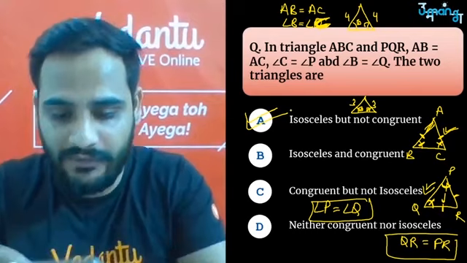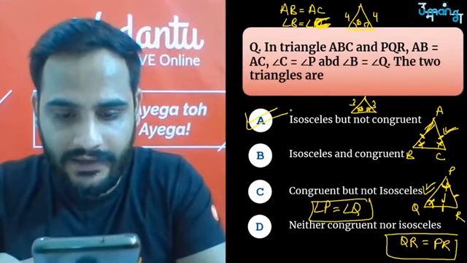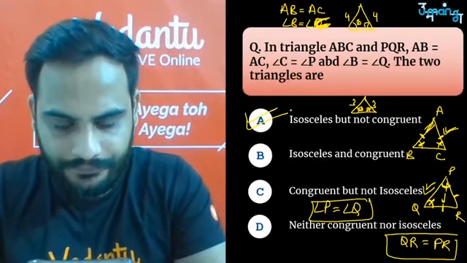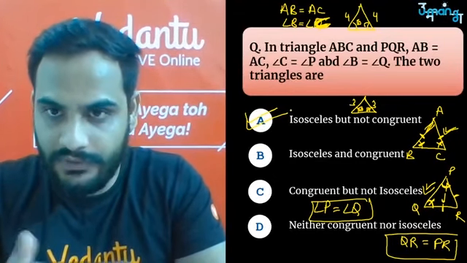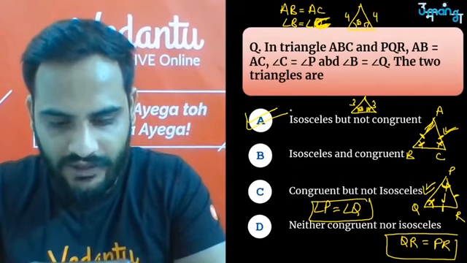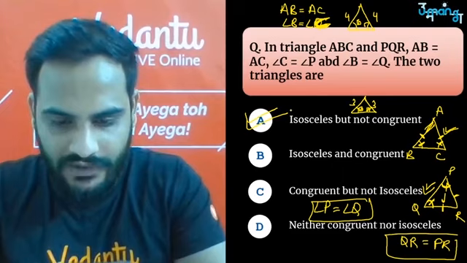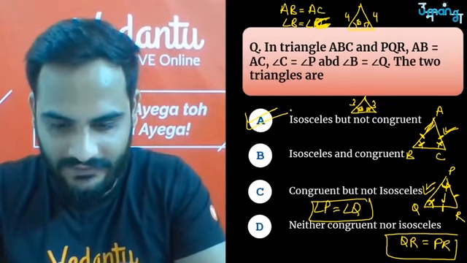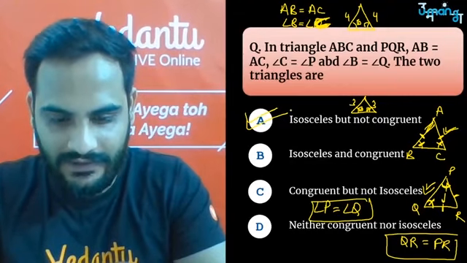Now let me tell you the names of the students who have given the correct answer. The correct answer is option A, right? So who has given it? At the starting, many of you gave me option B or C as your answer, but actually they are not congruent.